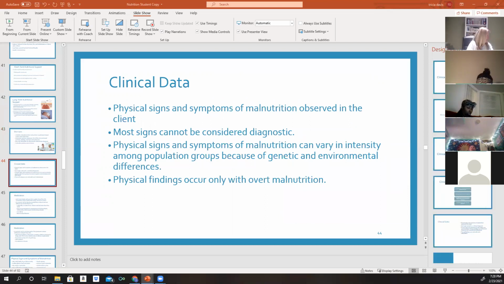What kind of clinical data are we going to look at? We're going to look at physical signs and symptoms of malnutrition. These signs and symptoms don't usually appear until the condition is advanced. It takes a while before we see them. We want to look further and investigate whenever we see abnormal findings. We want to see what they're caused by.